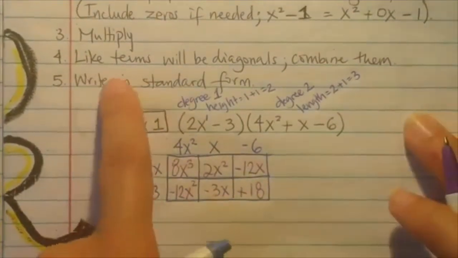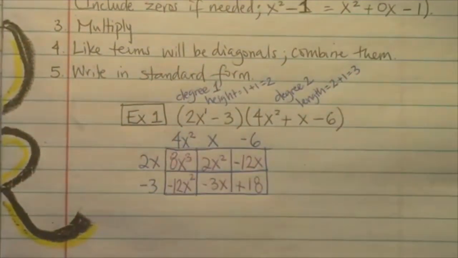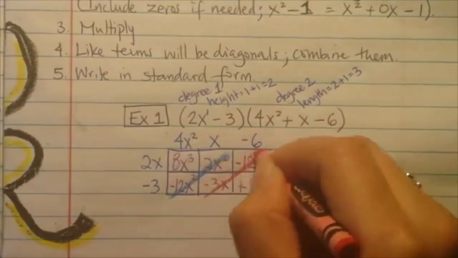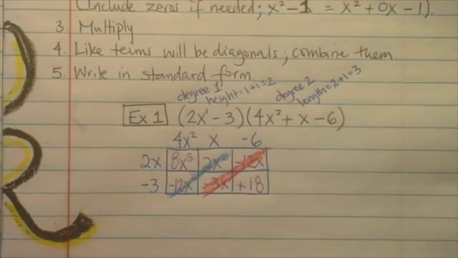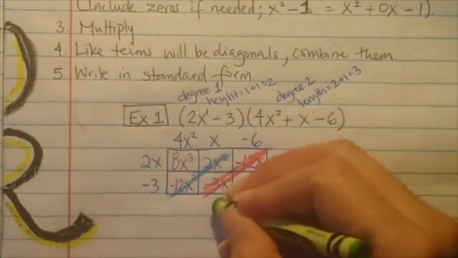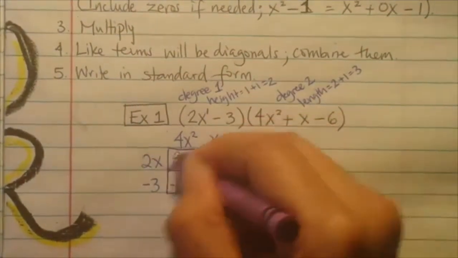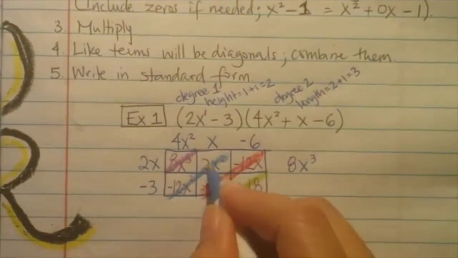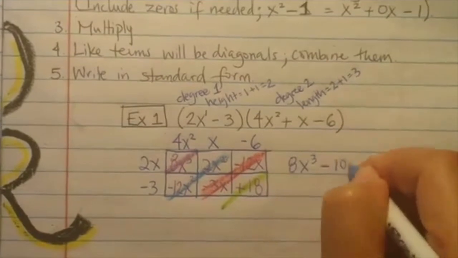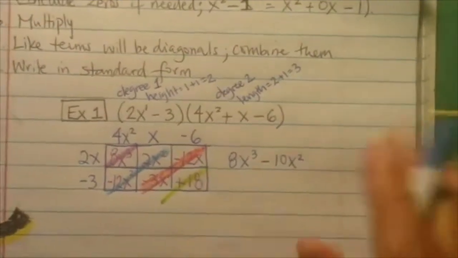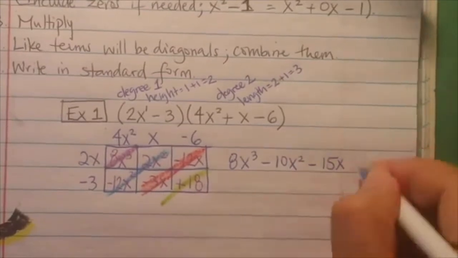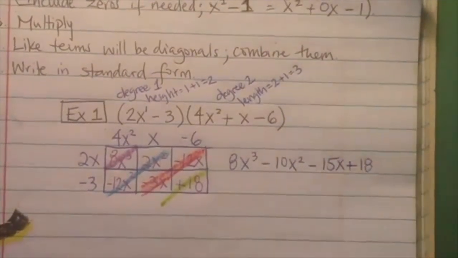Okay, now like terms will be diagonals, combine them. So I'm going to take colors here so I can show you what they are. So I'm just going to draw diagonals, in different colors so that you can see them. Alright, and that's what it is, combine them. So purple's by itself, combine the blues, that's tigers versus Trojans, tigers win by 10. Tigers versus tigers, more tigers, 15, and that one's by itself, so just plus 18. And that's it, that's your answer.